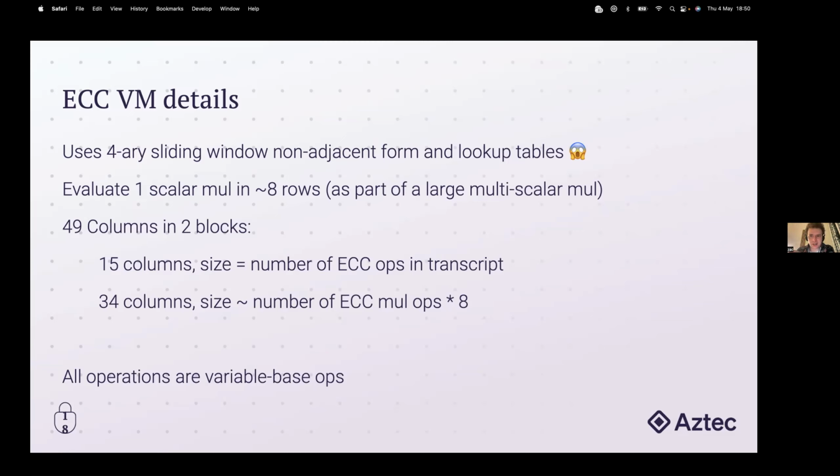The transcript will write a point into this section of your circuit, then you'll double the point to compute 2p, and then you'll compute 3p, 5p, 7p, etc., and put them all in a lookup table that maps to the various sliding window forms. So those are the first two blocks: transcript validation, and then scalar decomposition and point table computation.